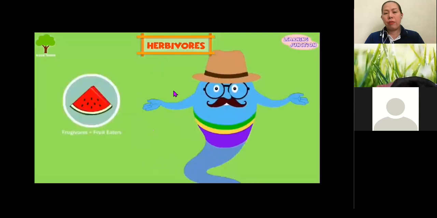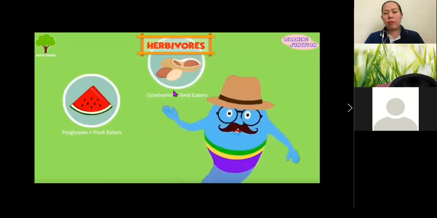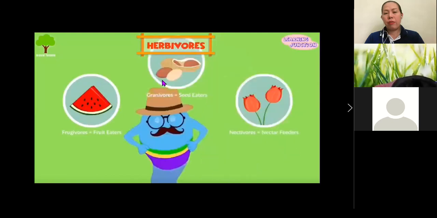And also, herbivores can be classified into 4 groups.